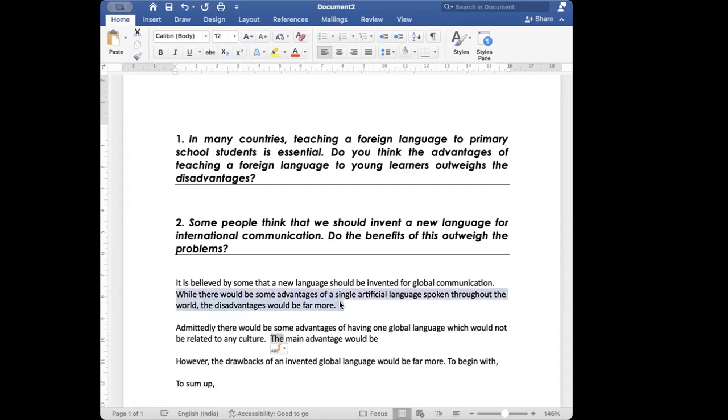Okay. Now, exactly the same, if you write it, it will not be a good thing. So you have to change the wording a bit. So in place of while, you can put although. Okay?